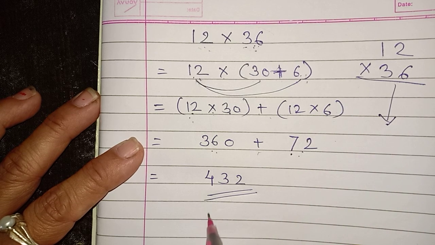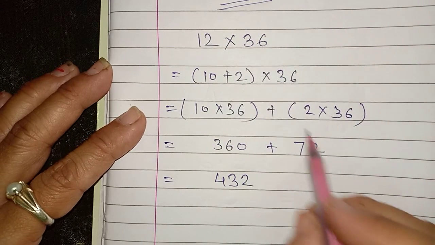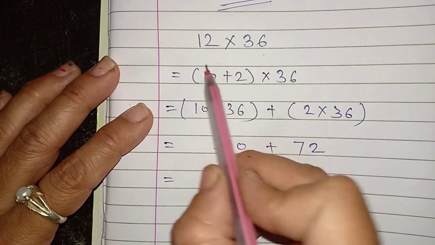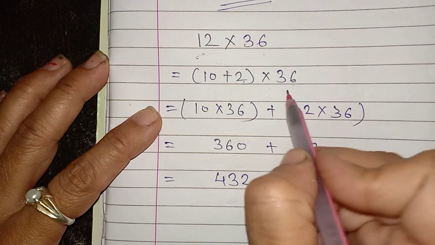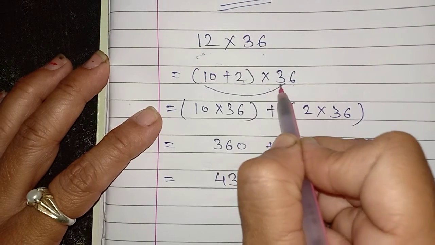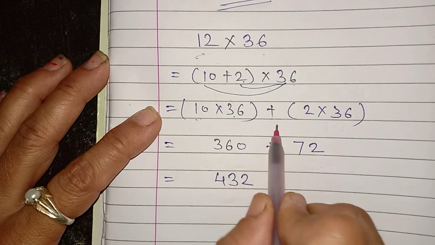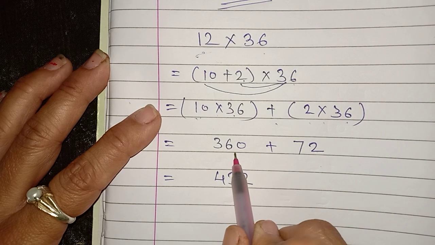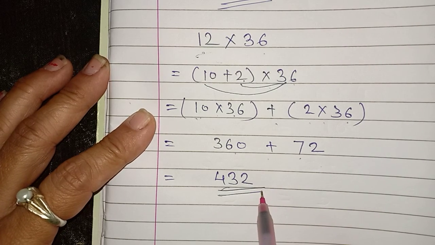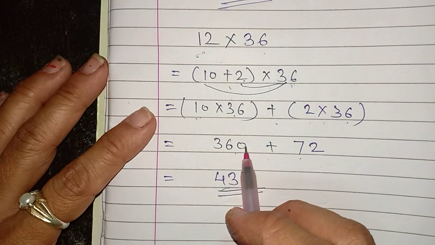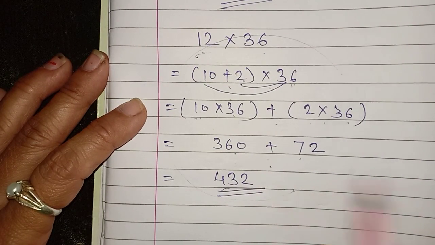Let's check with the same example but with expansion of 12. Now I have written the same sum, 12 into 36, but I have expanded 12. 12 you can also write as 10 plus 2, into 36. Now let's multiply 10 and 36, and 2 and 36. So here I have written in the next bracket 10 into 36 plus 2 into 36. It gives the answer 360 plus 72, which is equal to 432. So by expanding any number, we can prove that this sum can be easily solved by the distributive property.